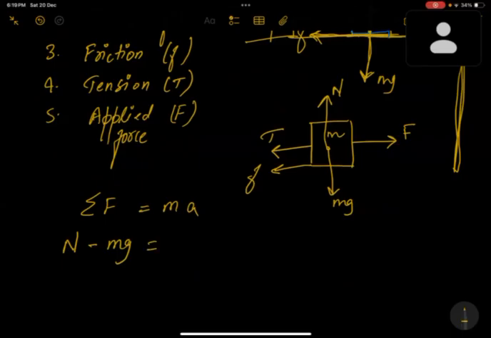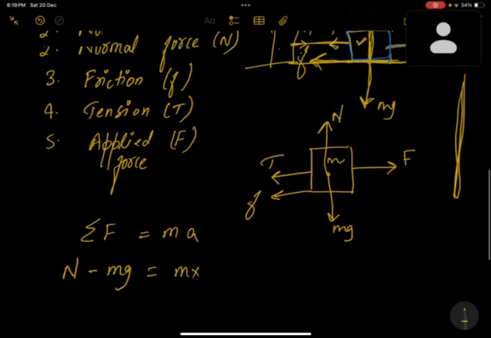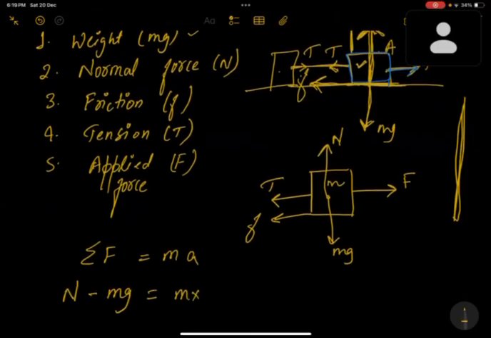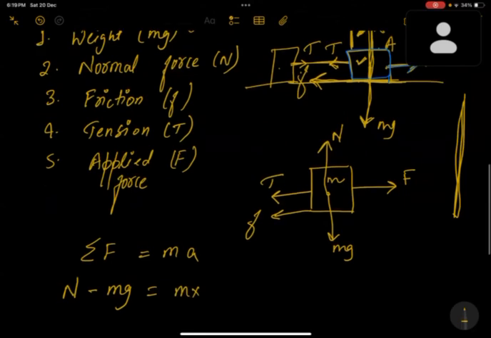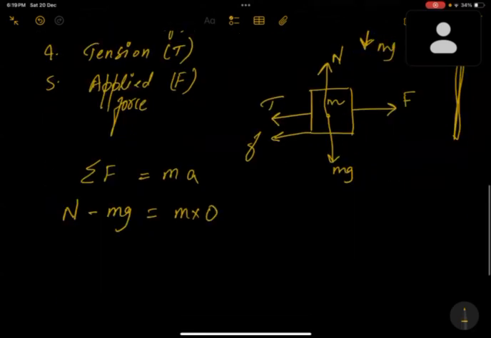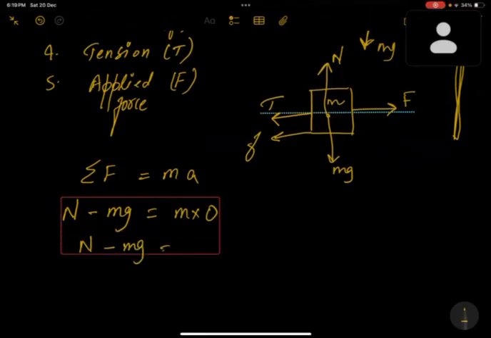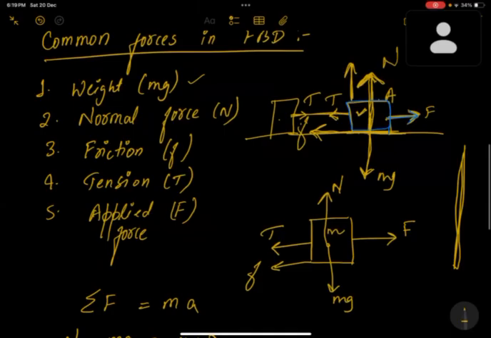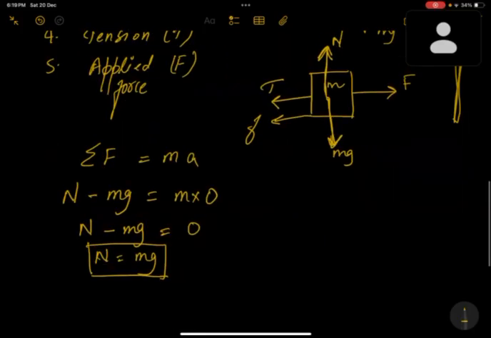Since there is no movement in the y direction, the acceleration of this object is 0. So I'm writing acceleration is equal to 0. So I will get N minus mg is equal to 0, N is equal to mg. From here we get that this normal force is equal to this mg force in my y direction.